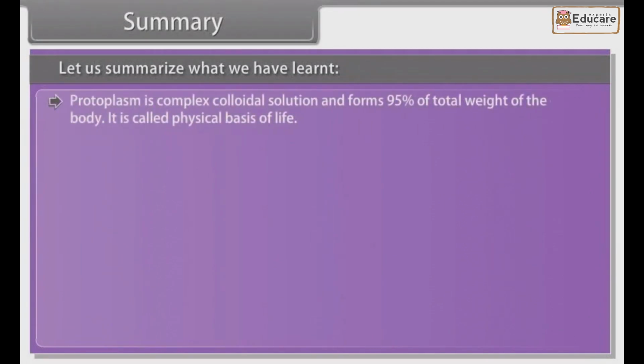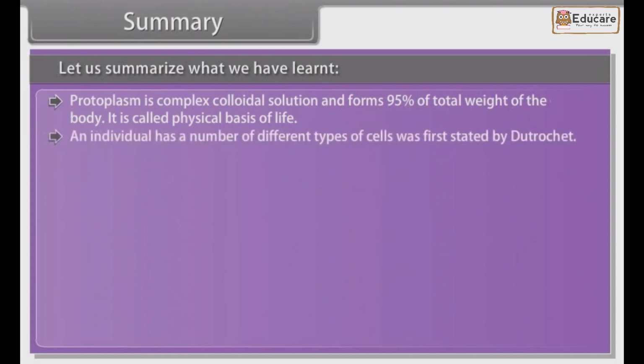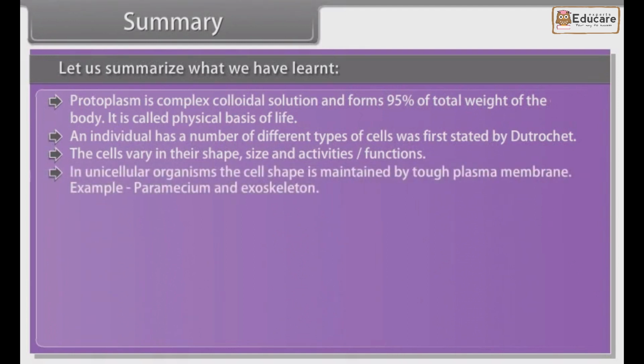Protoplasm is complex colloidal solution and forms 95% of total weight of the body. It is called physical basis of life. An individual has a number of different types of cells was first stated by Dutrochet. The cells vary in their shape, size, and activities or functions. In unicellular organisms, the cell shape is maintained by tough plasma membrane, example, paramecium, and exoskeleton. Fixed shape of the cell occurs in most plants and animals.